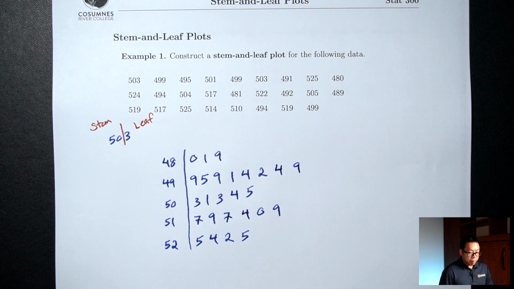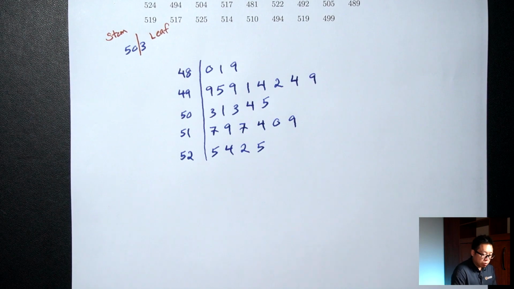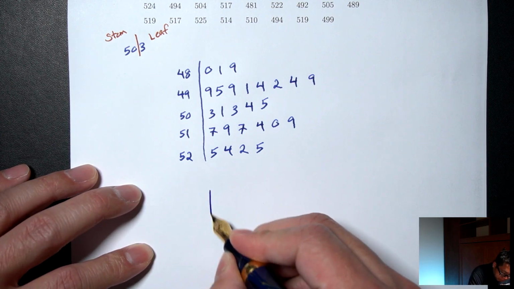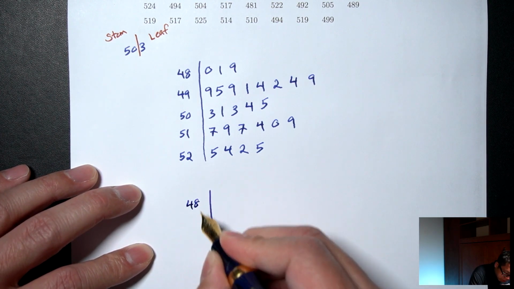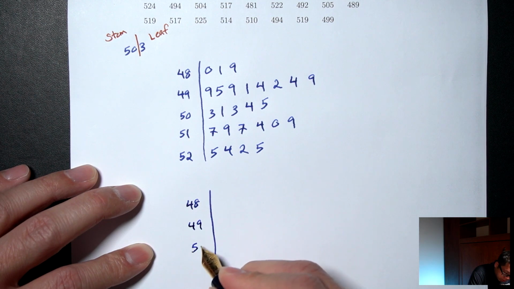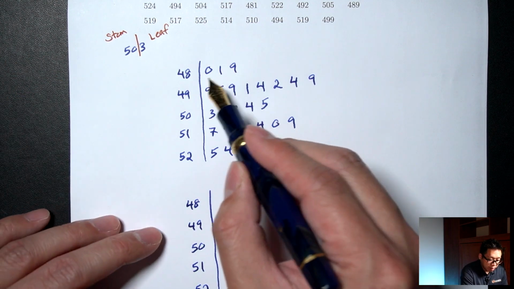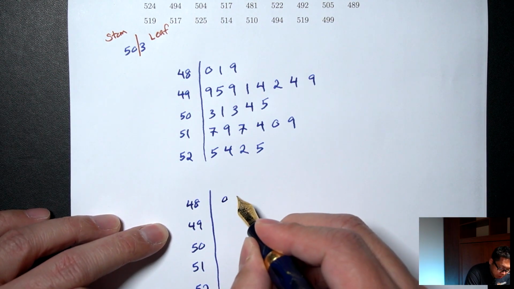And then one last step, we need to order the leaves from smallest to largest. So I'm going to remake this picture and put the leaves in order. So 019 is already in order. So 019.